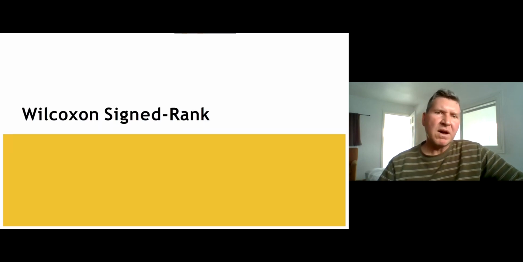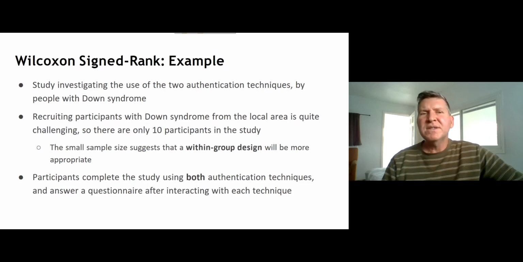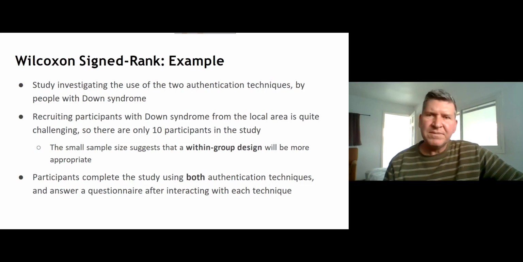Next, we move to the Wilcoxon signed rank test. So let's say we have a study investigating the use of two authentication techniques, but this time it's for people with Down syndrome. It's really challenging to recruit participants in, for example, a local area that have a special condition. And so therefore we can only come up with 10 participants.